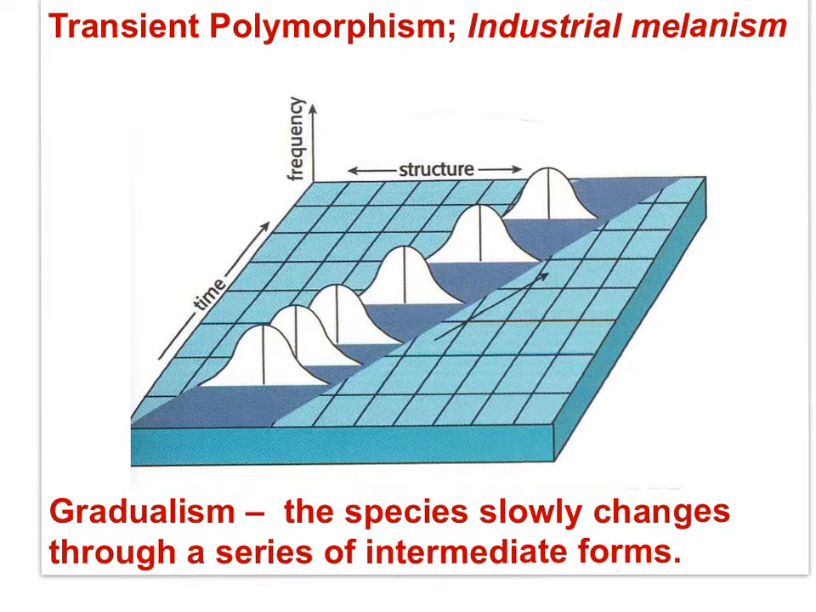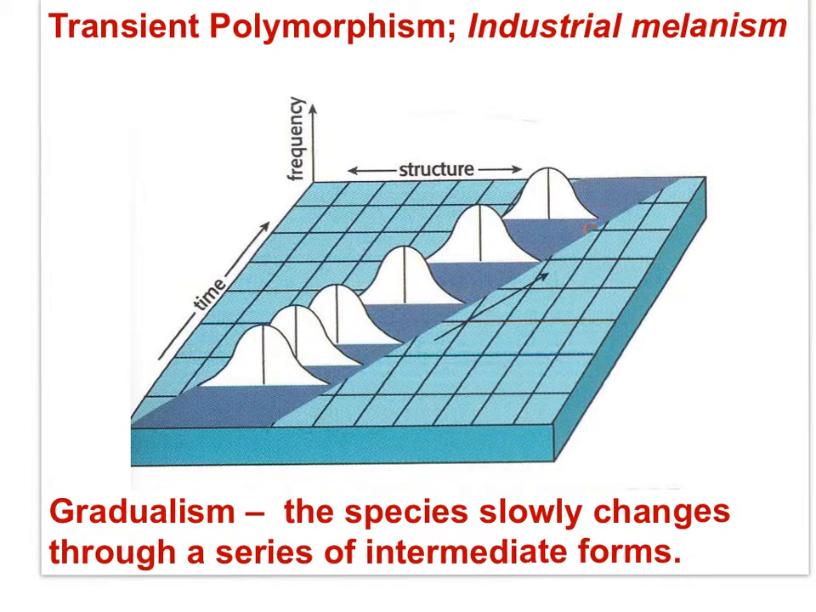I've shown you this image before of gradualism, where the population changes slowly through a series of intermediate forms over time, such that the population at this end of time might be considered different than this population, different enough to be called separate species.